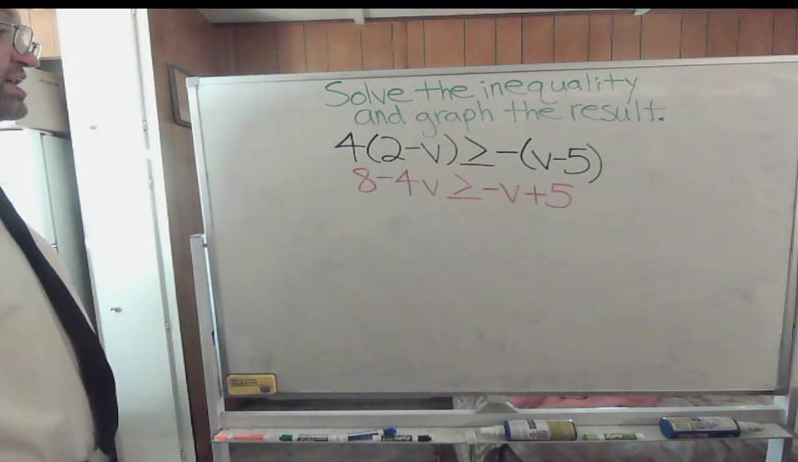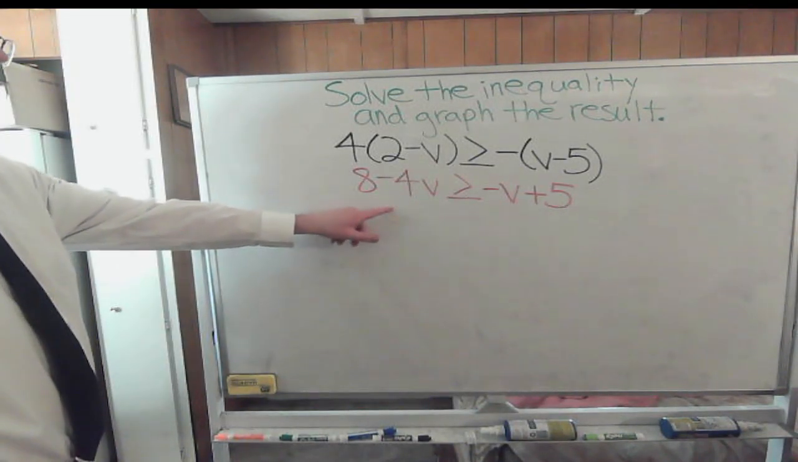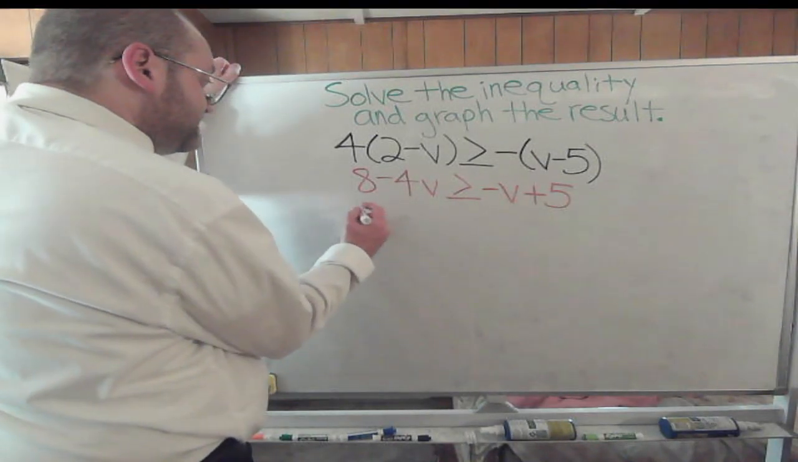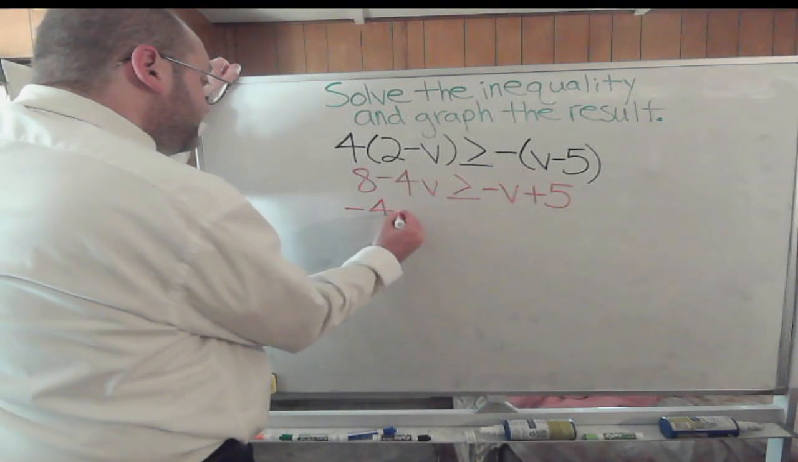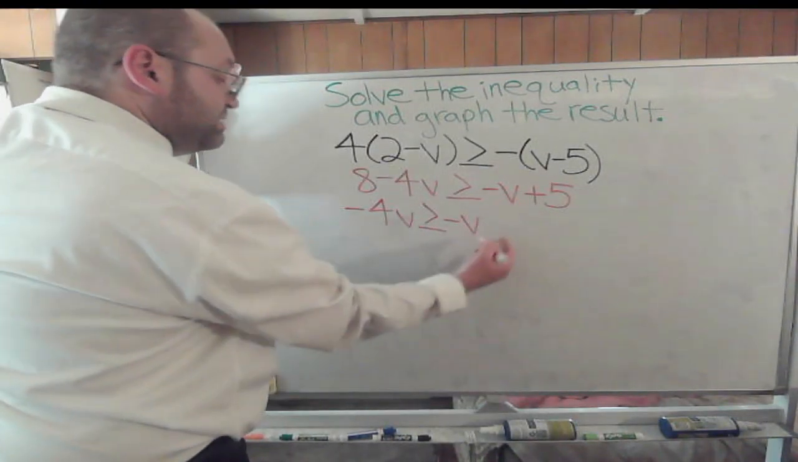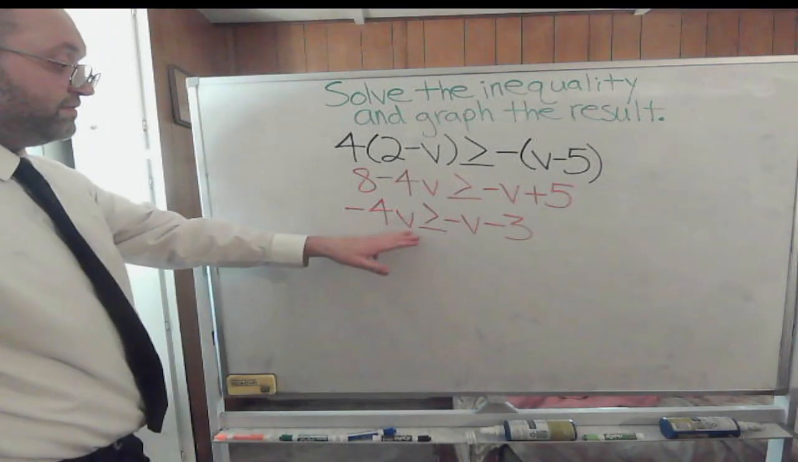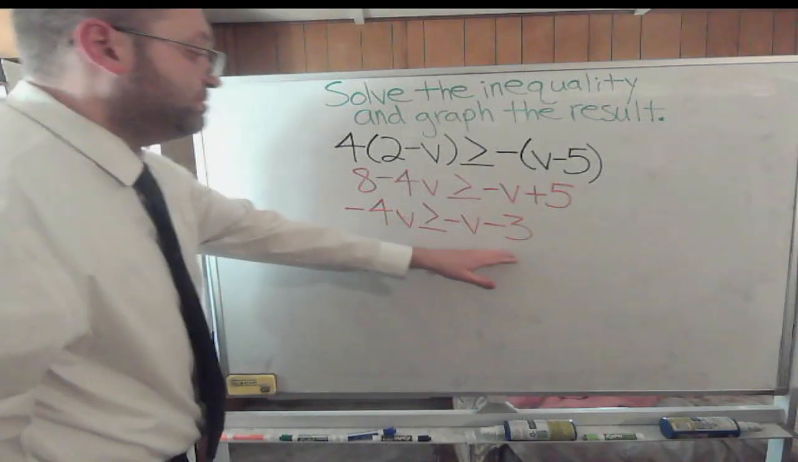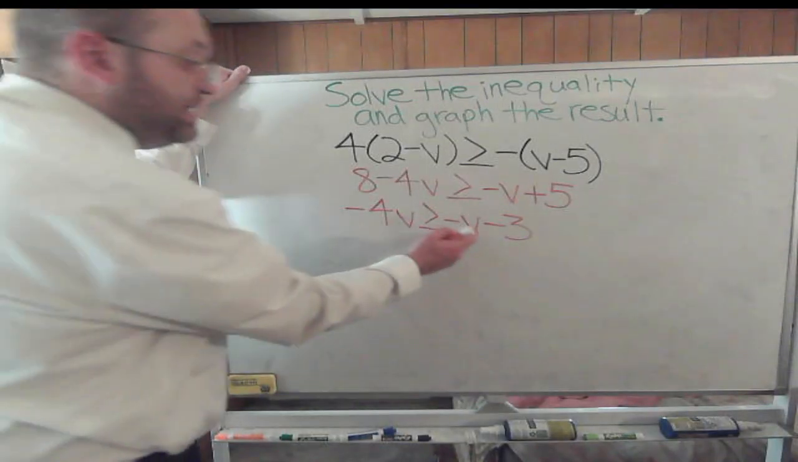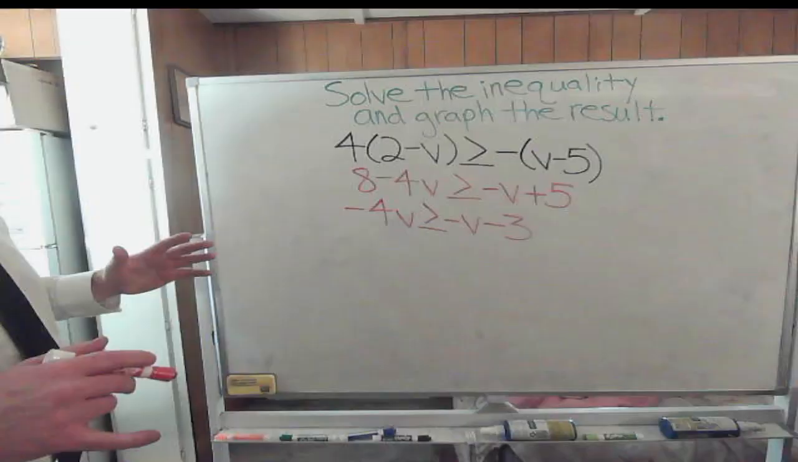Well, I think first, let's deal with the left side. Let's get that negative 4v by itself. So you gotta subtract 8, right? So if you subtract 8 from the left-hand side, you'll just get simply negative 4v is greater than or equal to negative v. Then you have plus 5 minus 8, that's minus 3. So you'll end up getting negative 4v is greater than or equal to negative v minus 3. So that's one component. Now we want to get that negative v out of the right-hand side, don't we? We want to just get that negative 3 by itself, right?